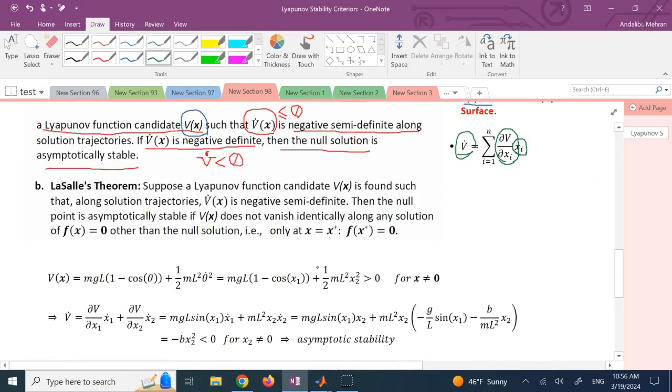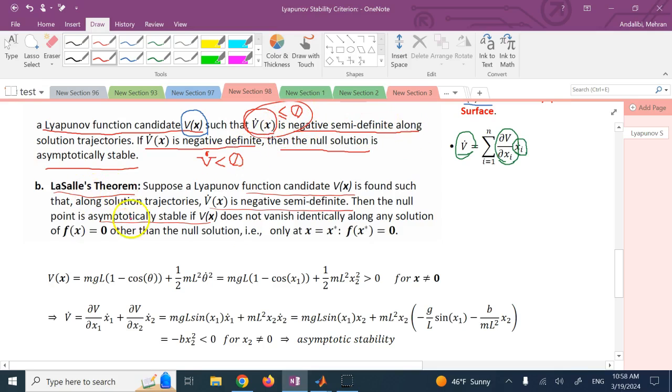Okay, now one last thing I'll say before we go back to our pendulum example and look at these equilibrium points. I just wanted to mention, this is called LaSalle's theorem, and it says that, let's say you found a Lyapunov function V such that V dot is negative semi-definite, like that. Then the null point is asymptotically stable. So see, last time we said that if V dot is negative or equal to 0, I'm sorry, less than or equal to 0, then we say semi-negative. The system is just stable, not asymptotically stable.